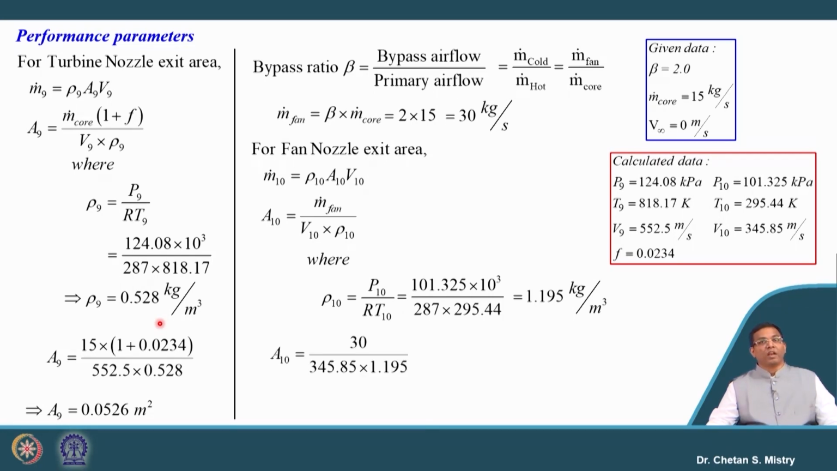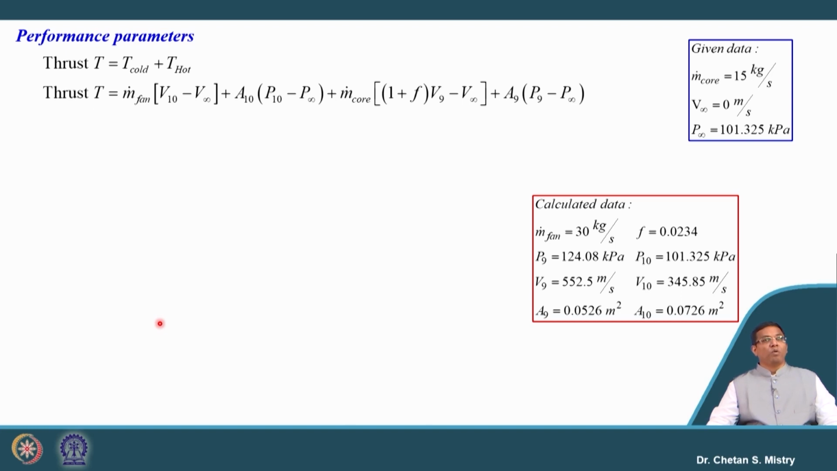Okay. Now, let us try to calculate what will be our area, and this area we are calculating, it is coming as 0.0726 meter square. So, this will be the area from the exit of the nozzle for the fan. Okay. Now, very next calculation we have, it is related with the performance parameters.